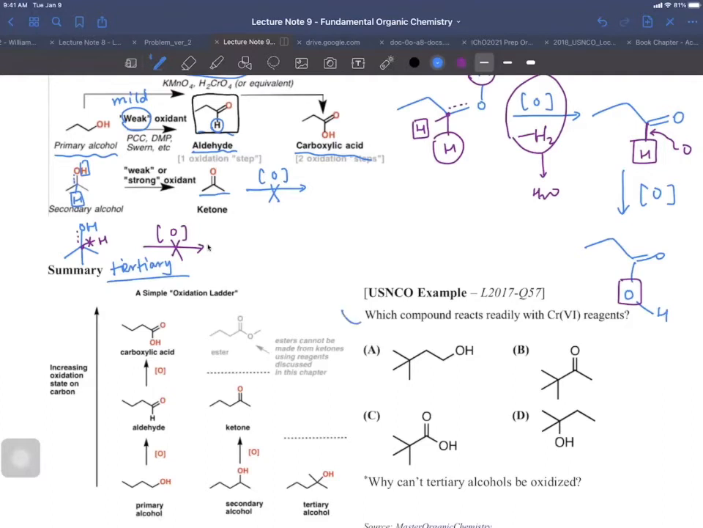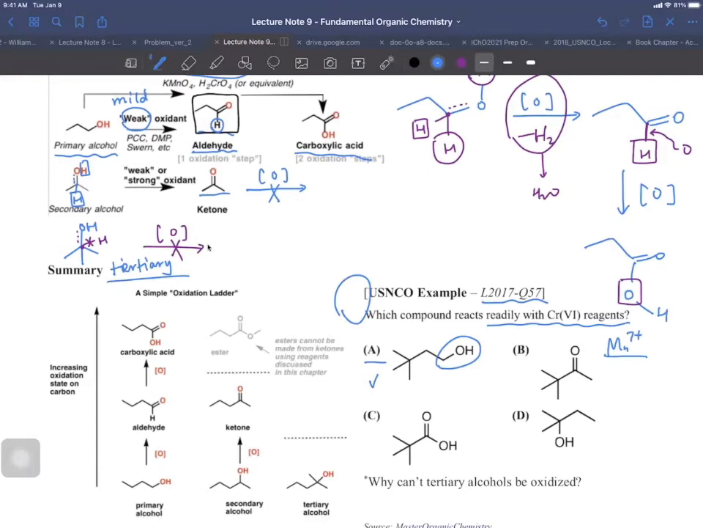I think we can have a look at this USNCO example from the local section 2017. Which compound reacts readily with the chromium-6 reagent? Chromium-6 and manganese 7+ are strong oxidants commonly used in both inorganic chemistry and organic chemistry. A is a primary alcohol. So I think this is a good answer. It can be oxidized into aldehyde first and then acid.